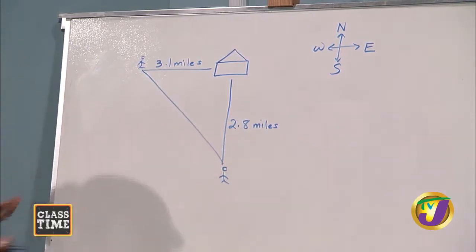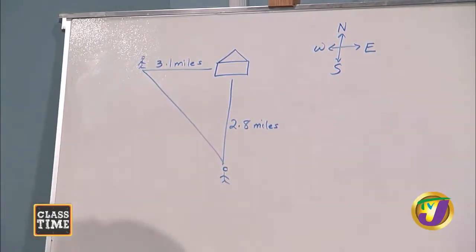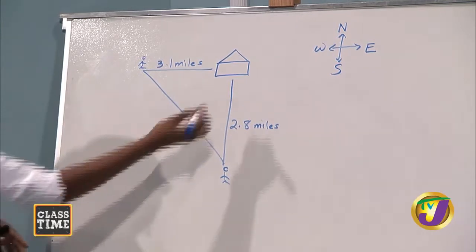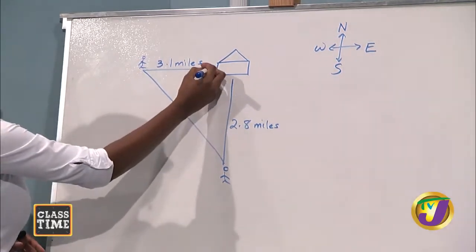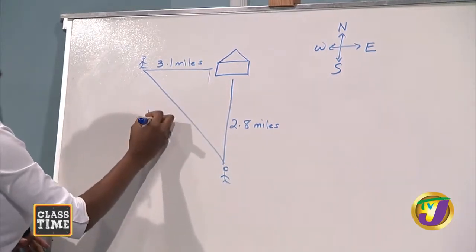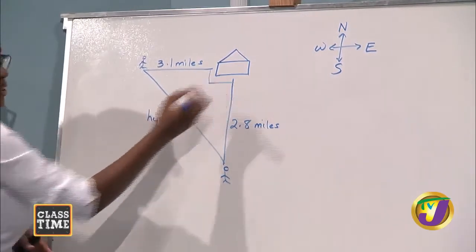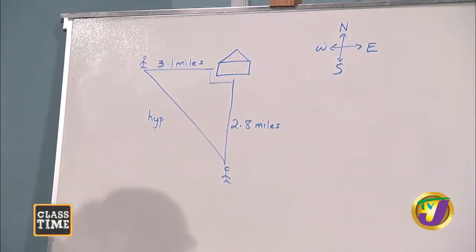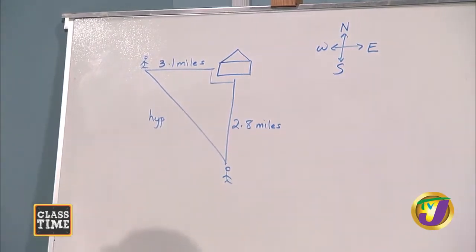So we have a triangle. At least you have a sketch. We have a triangle. Right. Yes. And the hypotenuse side would be opposite the right angle. So this would be the right angle. Okay. So we have two sides, and we're trying to find another side.